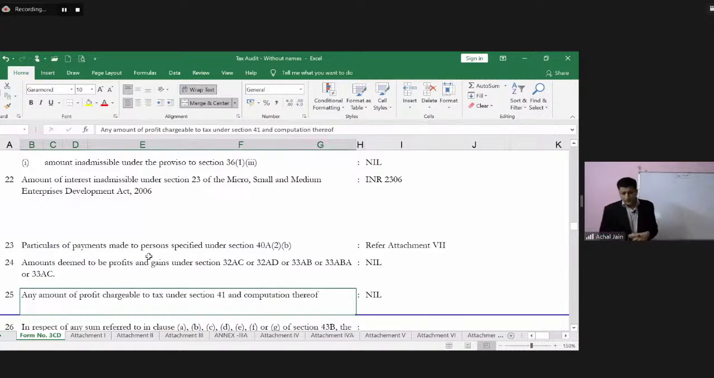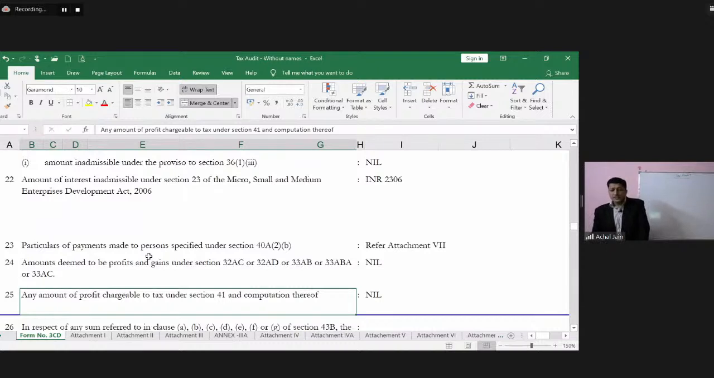Now, before we move further onto clause number 23, I'll come to some of your queries. I think I missed some of your queries. Mahesh is asking, sir, is it mandatory to know and present the clause number while answering 3CD related questions? I think I'll have to come back to your query towards the end of the session, please.